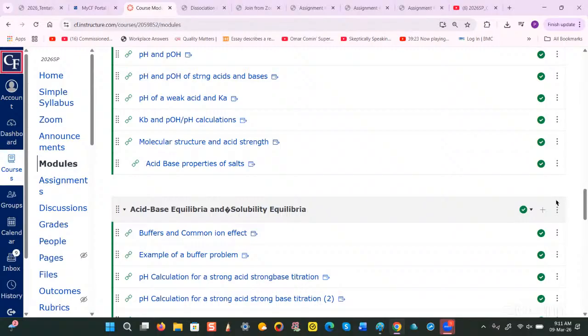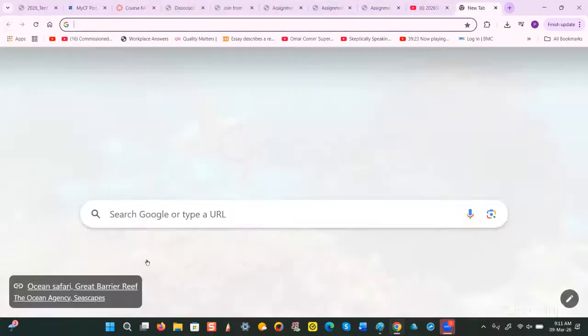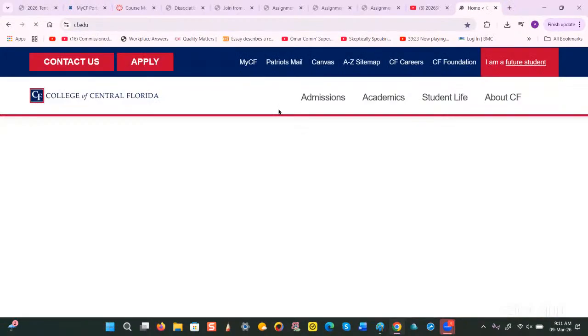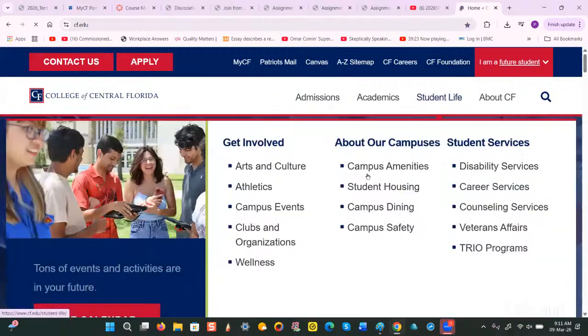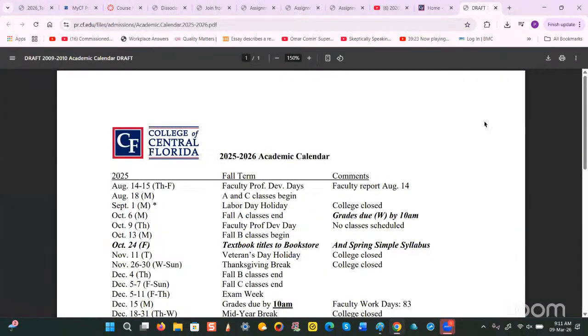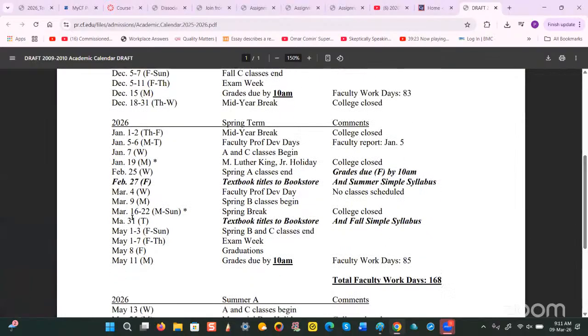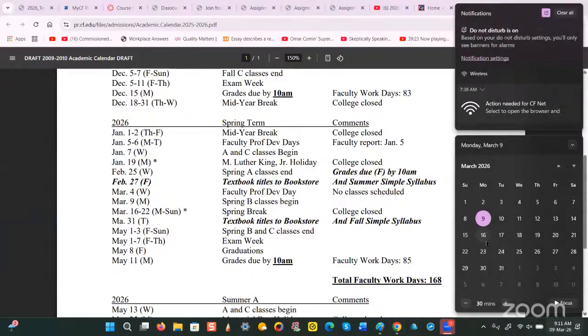Is next week spring break or is it the week after? Oh, good question. Let me see if I can find the schedule here. That's a good question, sir. Okay, where would I find the academics? Okay, so this is the calendar here. And spring break is 16th to the 22nd. Next week, actually. So the test would have to be the week after.